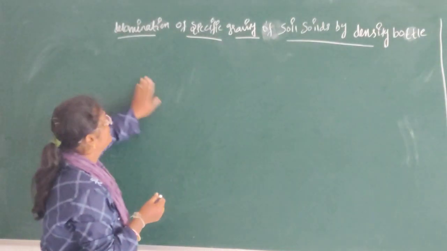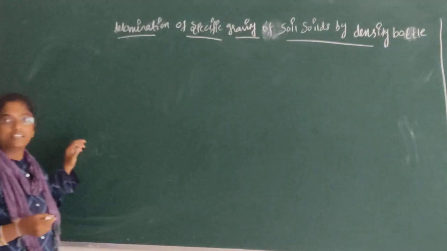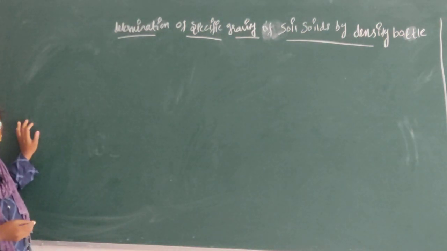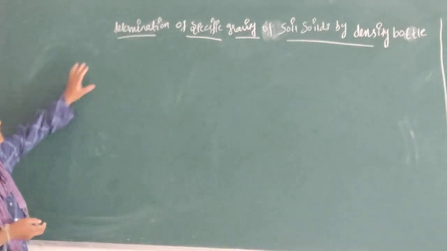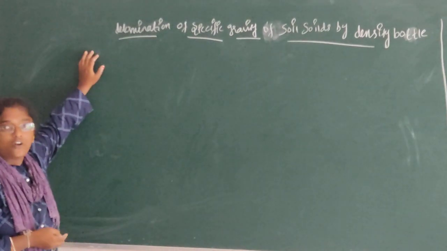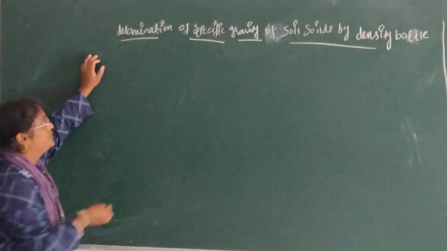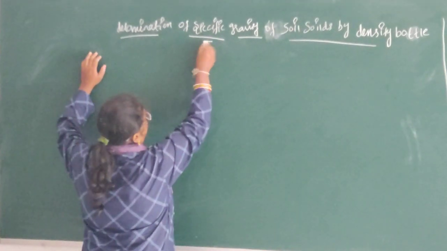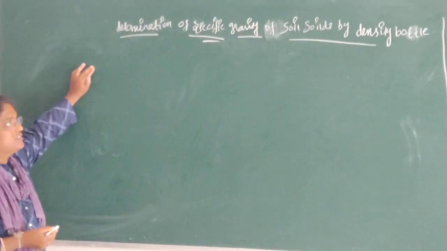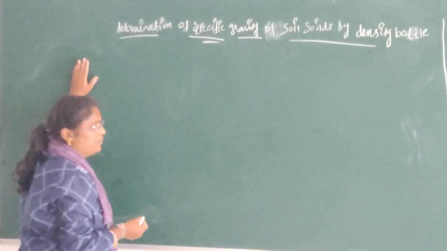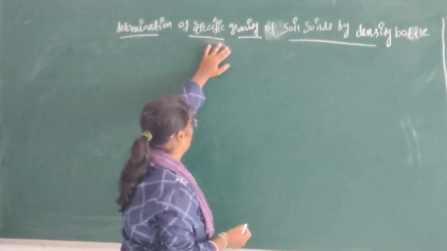Welcome back everyone. Previously I have explained to you guys the basic definitions of all the things which are available in the soil, right? For that, first we will find out the specific gravity of soil solids by using the density bottle. So now tell me, what is the specific gravity?